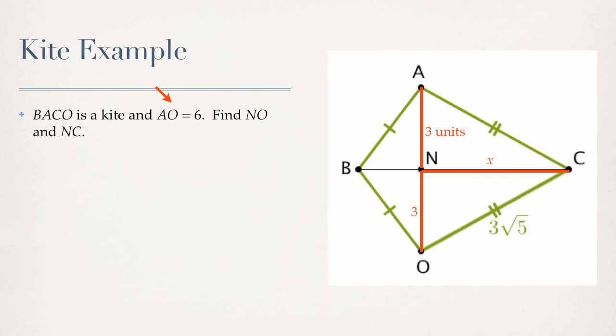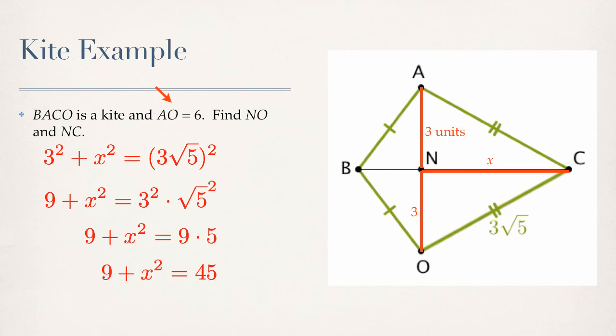3 squared plus x squared equals (3 square root of 5) squared. Now, a common mistake here is when you square 3 root 5, you have to square both the 3 and the square root of 5. So 3 squared is 9. The square root of 5 squared, square root and square are inverse operations, so we're just left with 9 times 5, or 45. Subtract 9, and you get that x squared is 36, so therefore x must be 6. And so NC is 6 units long.